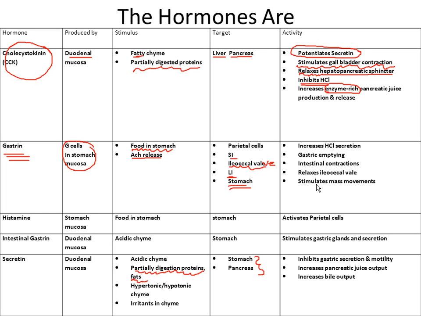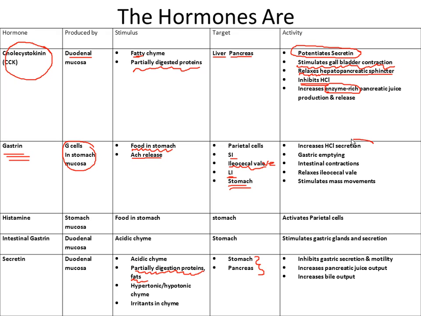So again, gastric gastrin is released by the stomach. The trigger is the fact that food enters the stomach, so this is the beginning of the gastric phase. It has a lot of targets, and it's really associated with stomach activity and digestion and stimulating a lot of movement. So now let's look at its activities.